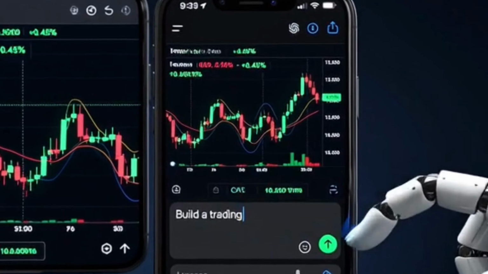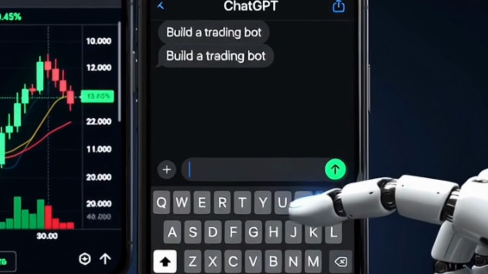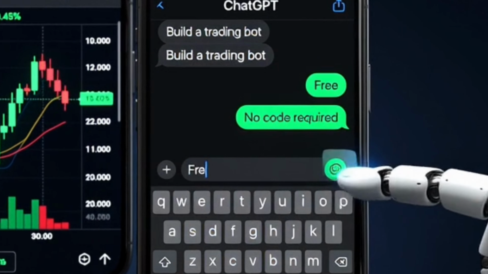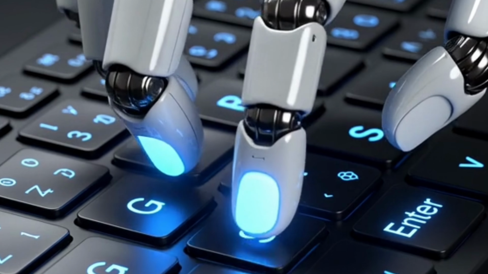Today, I am going to show you exactly how to build a fully functional automated trading bot using ChatGPT with absolutely zero coding required. And yes, it's 100% free.